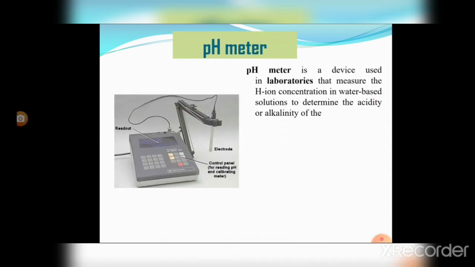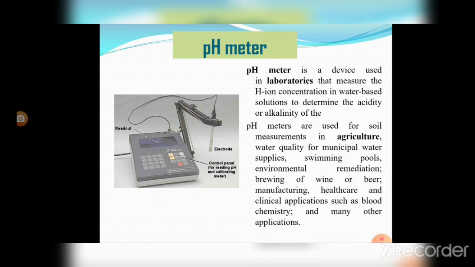Next, pH meter. This device is used in laboratories to measure the hydrogen ion concentration in water-based solutions to determine the acidity or alkalinity of the solution. It is used to measure the pH of soil in the agriculture area, then water in water microbiology, swimming pools, environmental remediation, and so on.